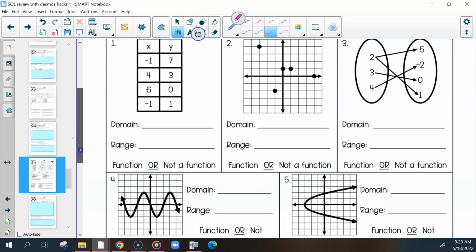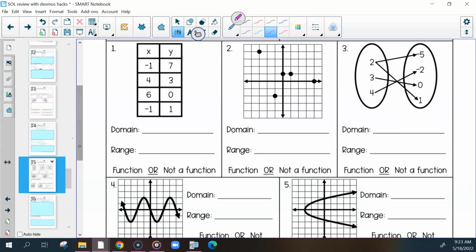Okay. For number 2, we'll start at that one and then do number 3. Because it gives you a graph, you need to find all of your x and y values. These are random points, so you would list them least to greatest. What would your x's be? So -3, -1, 0, 1. For range, lowest to highest: -2, 0, 1. Is this a function? Yes.